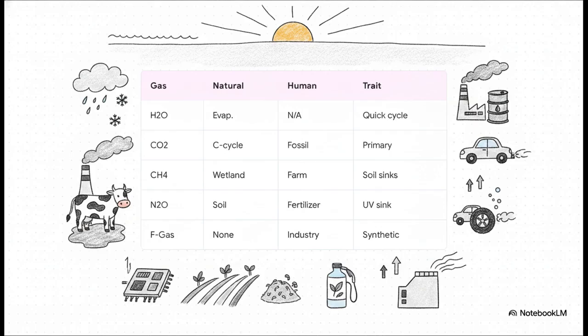And finally, look at those fluorinated gases at the bottom. Notice the natural source? There isn't one. These are completely synthetic, coming from aluminum and semiconductor manufacturing. They are highly potent, stick around for a very long time, and can only be destroyed by UV radiation way up in the far upper atmosphere.